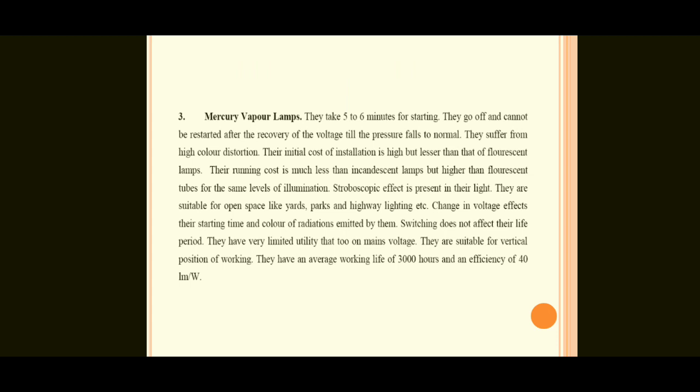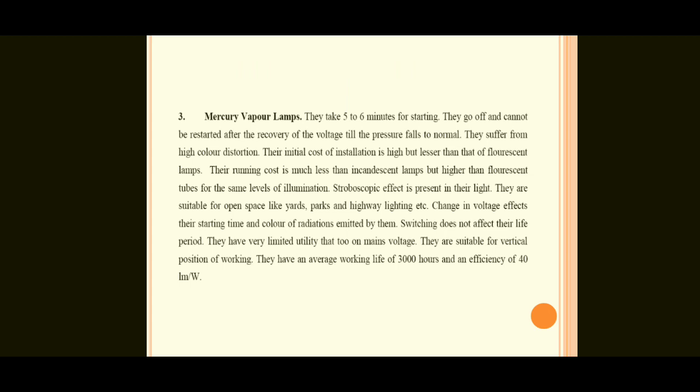Next point is switching does not affect their life period. If the power goes on and off continuously, the life is not affected. They have very limited utility on mains voltage. So they are suitable for vertical position of working. So always we have to place these bulbs in vertical position only.